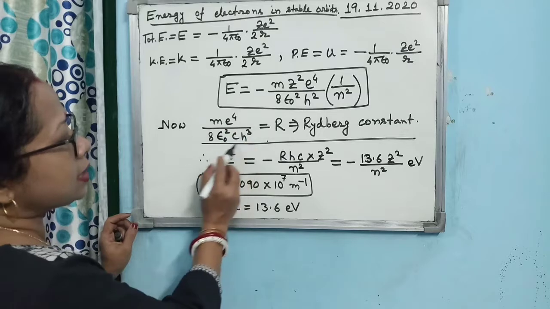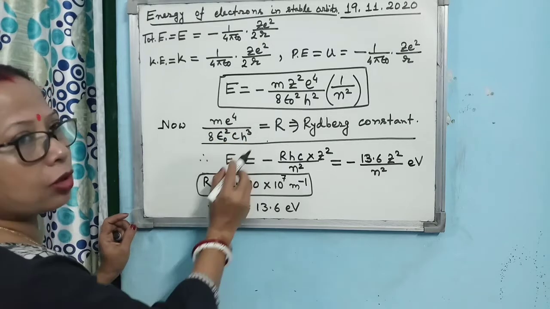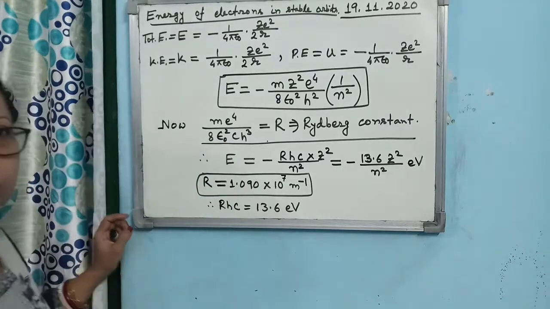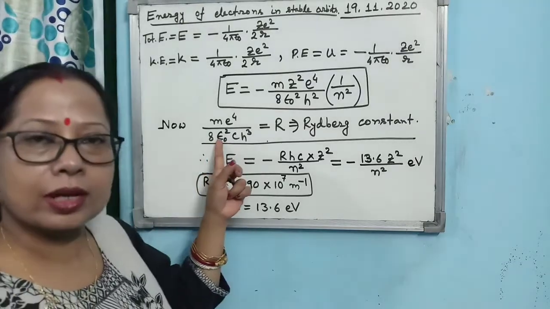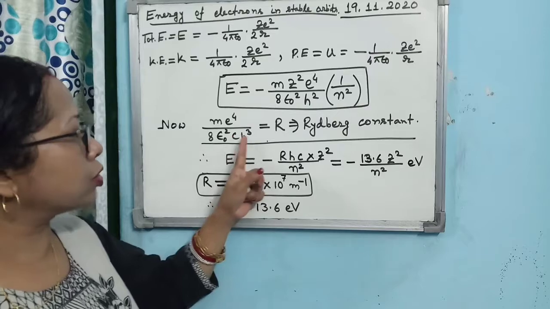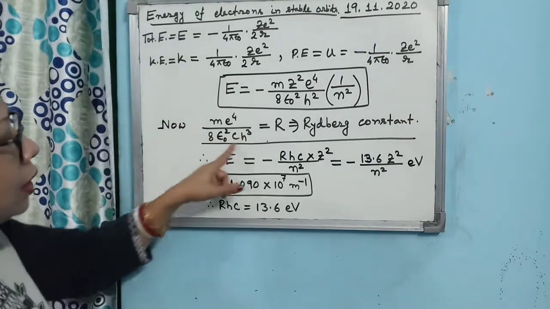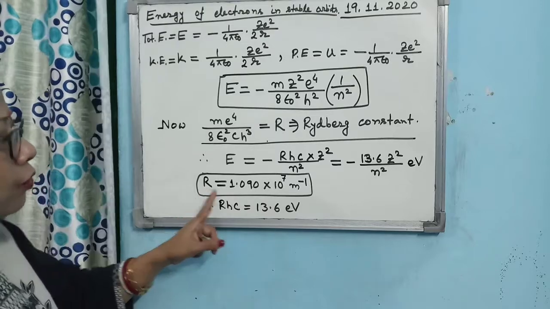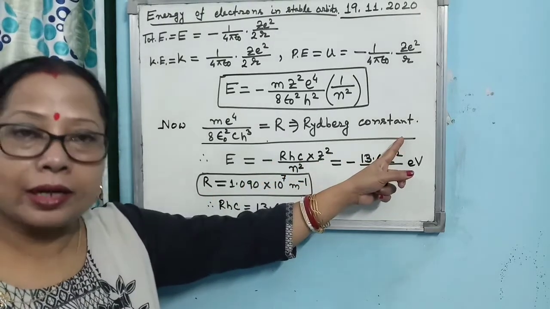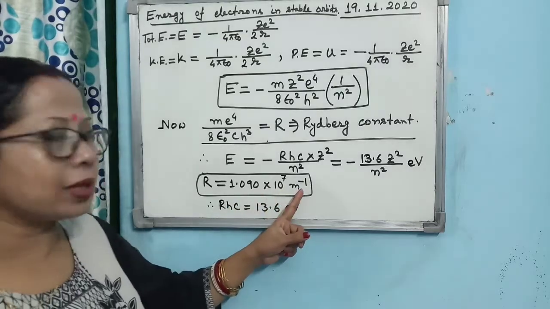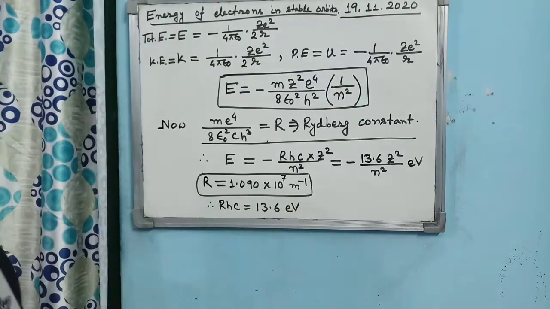It is 1.090 into 10 to the power 7 meter to the power minus 1. Because you see in this expression all quantities are constant. m is the mass of the electron, e is the charge of the electron, epsilon naught you know it is a constant, and then c is also constant, h is also constant. So if you substitute all the values, then the value of R, which is known as the Rydberg constant, is given by 1.090 into 10 to the power 7 meter to the power minus 1.